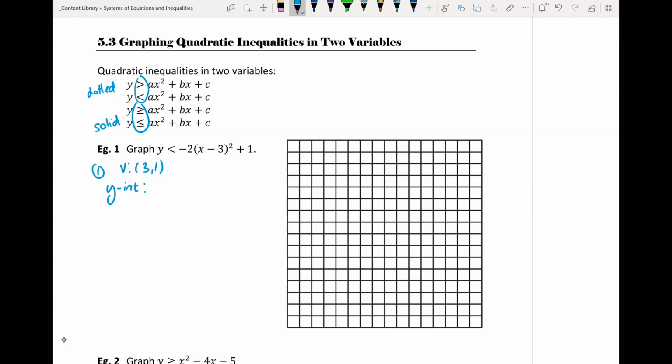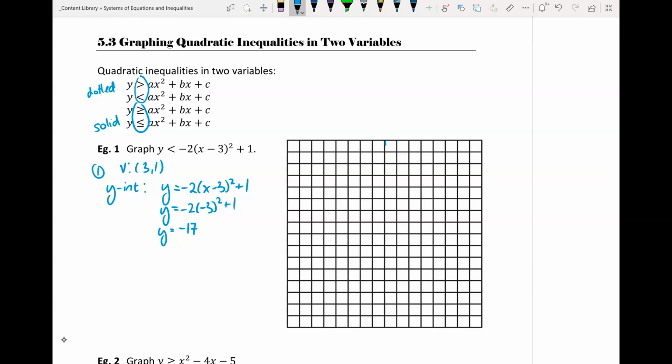And when I'm finding the y-intercept, I'm just going to change our equation so that it equals y, our parabola. And then when we're finding our y-intercept, we set x equal to 0. So then our y-intercept is going to be 9 times negative 2, which is negative 18, plus 1 from that is negative 17, is our y-intercept.